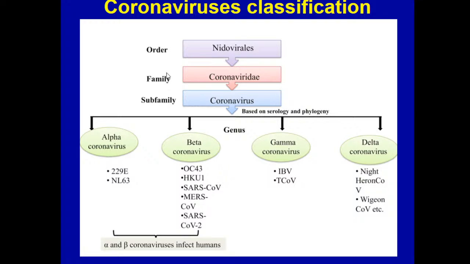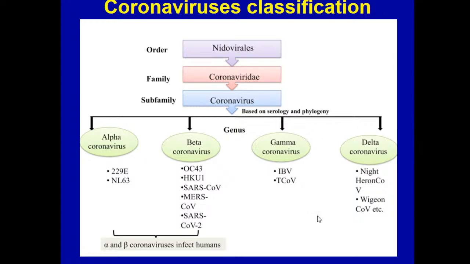Few words about the classification of coronaviruses. They belong to order Nidovirales, and the family Coronaviridae with the similar appearance under the scanning microscope with the halo and solar crown. And in this family, there is a subfamily Coronavirinae, and based on serology and phylogenic relatedness, they are subdivided into four genera from alpha to delta coronavirus: alpha, beta, gamma, delta.